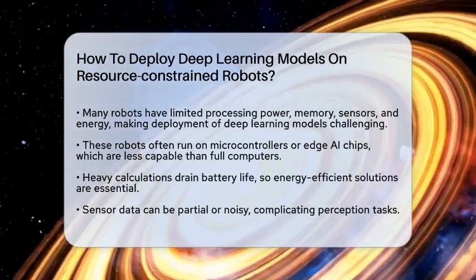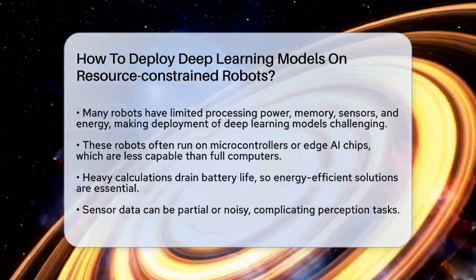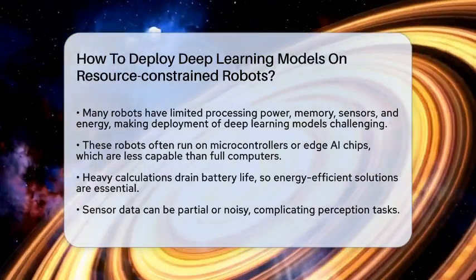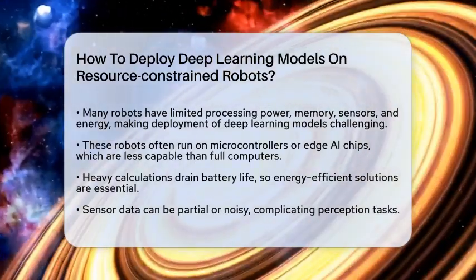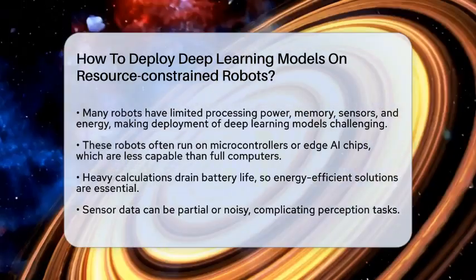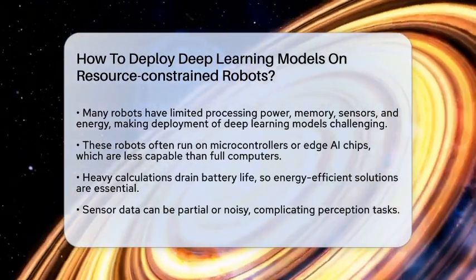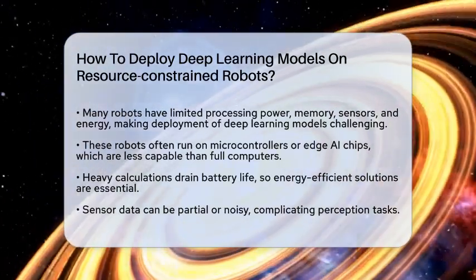These robots often run on microcontrollers or edge artificial intelligence chips, which are much less powerful than computers. They also have limited battery life, so heavy calculations can drain their energy quickly. Plus, their sensors might only give partial or noisy data, making perception harder. To make deep learning work on these tiny robots, engineers use several smart tricks.